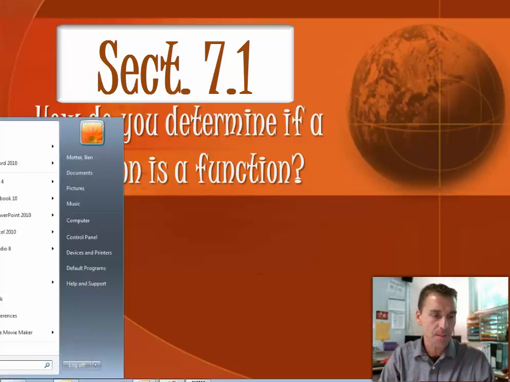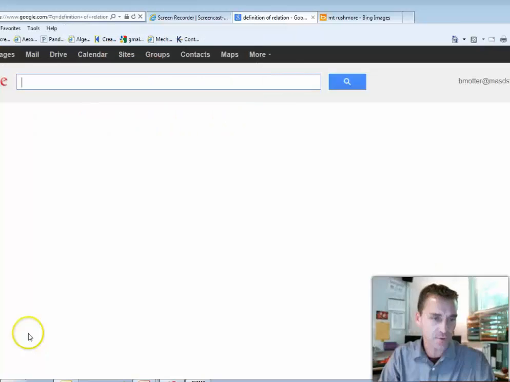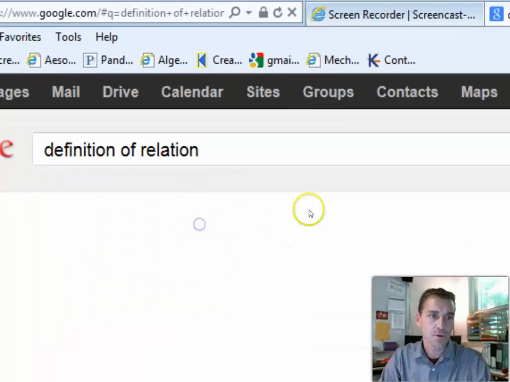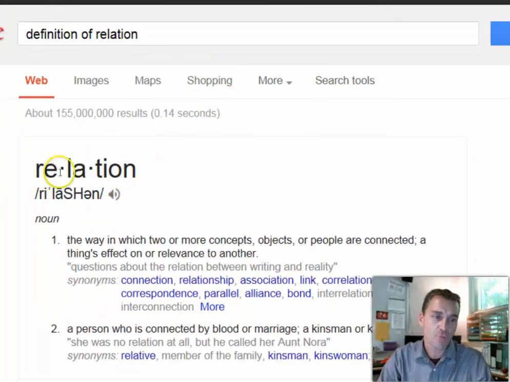Before we do anything, let's do the definition here of relation. So here's what I want you to see. Relation, by definition, straight up Google definition, is the way in which two or more concepts, objects, or people are connected. You can read the rest, but the first line right there is important. It's the way in which two or more concepts, objects, or people are connected.